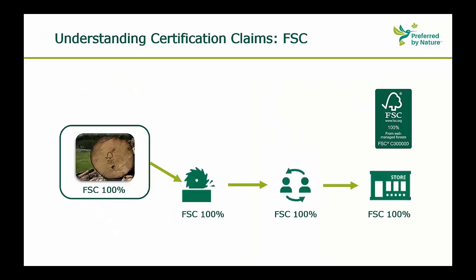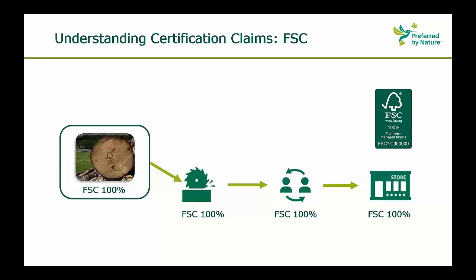Then there's just a few things as well around understanding certification claims that I'm going to, just seen the time, just touch on here. I'll try and speed up a little bit. So understanding claims is important. So, you know, there's FSC 100%. So that means all of the material is certified, and that moves through the supply chain and comes out with an FSC 100% claim at the end of it.